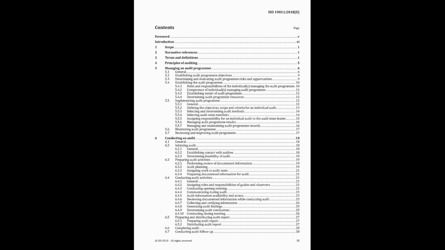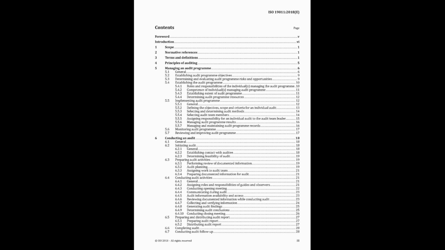Exactly. And finally, you need to consider any facility-related requirements, like security clearances or personal protective equipment. So anything that's needed to ensure the safety and security of the auditors. Exactly. It's a lot to think about. But it's all crucial for making sure the audit program is properly resourced and can be executed effectively. Right. You don't want to skimp on resources and then end up with an audit program that can't achieve its objectives. Exactly. Now, moving on to Clause 5.5, which is all about implementing the audit program.